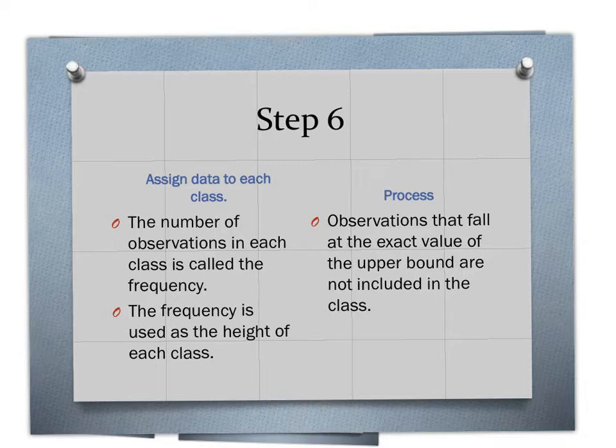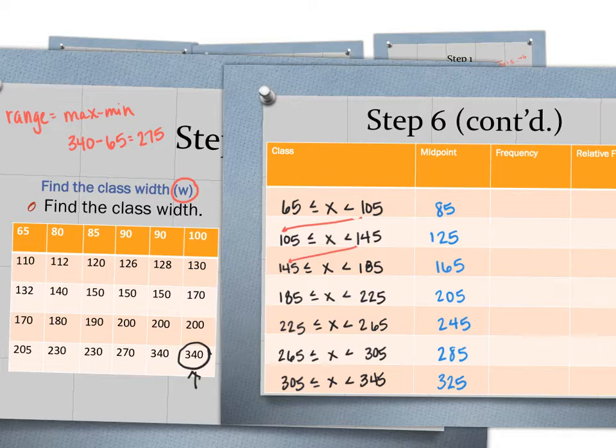So when we look at our observations, notice that the first class is from 65 to 105. Any number that is 65 or greater but less than 105, which is essentially 104, will go in this class. So how many values do we have falling inside of that class? We have 65, 80, 85, 90, 90, 100. That's 1, 2, 3, 4, 5, 6 values. So the frequency for this class is 6.